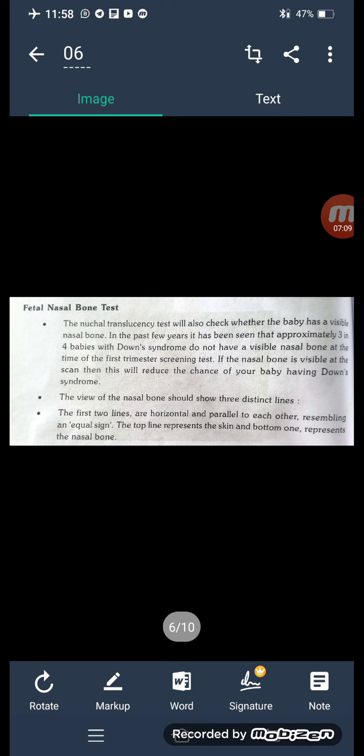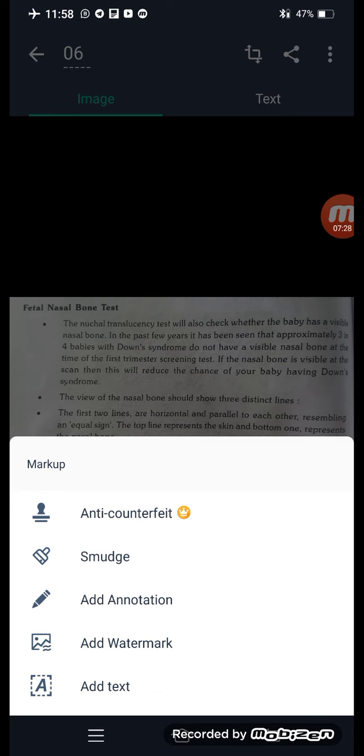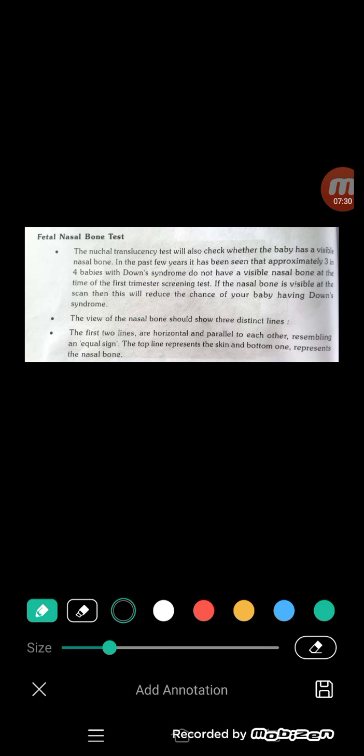In the past few years, it has been found that approximately 3 in 4 babies with Down syndrome do not have a visible nasal bone. So whether the nasal bone is present or absent in the baby is detected using the nasal bone test. This one is identified at the third trimester. Third trimester refers to the pregnancy timing of 9 months.